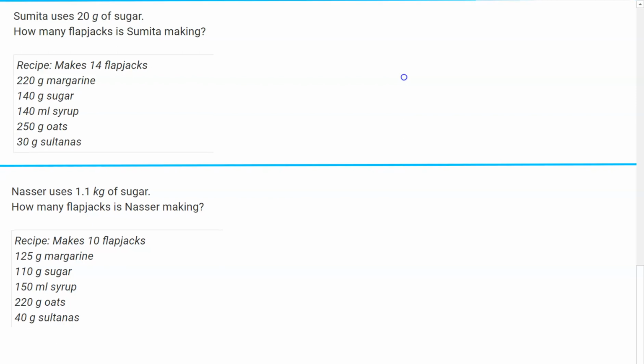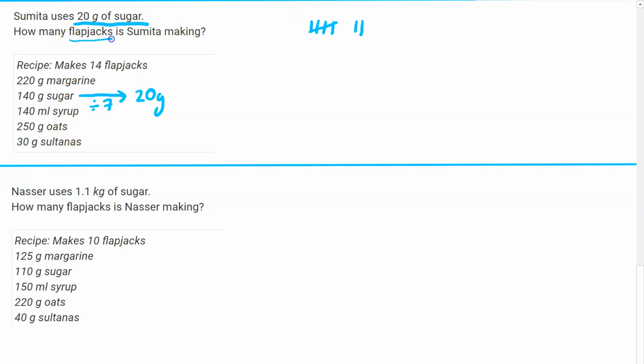Right. We've got 20 grams of sugar. Where's sugar? Okay, so how has she turned 140 into 20? She's divided by something. How many 20s make 140? 20, 40, 60, 80, 100, 120, 140. So that's 7, divided by 7. Okay, so all of our ingredients have to divide by 7.